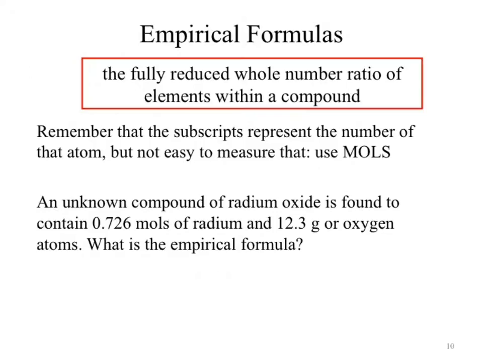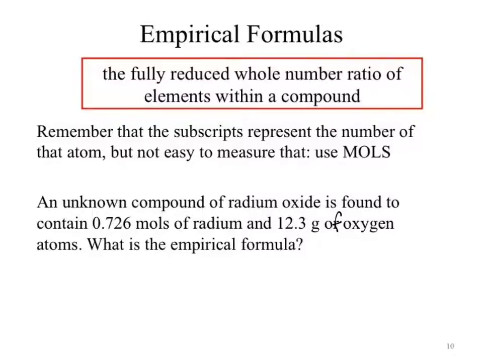So our empirical formula is our fully reduced whole number ratio of each of the elements. Our subscripts represent the number of atoms within that compound or the number of moles. So let's take a look at an unknown compound. We spit it into a machine, and the machine spits back out this information. There are 0.726 moles of radium in this sample, and there are 12.3 grams of oxygen atoms. That's an of, not an or.